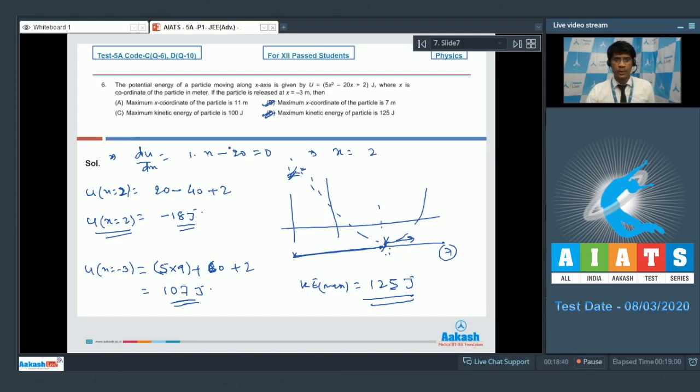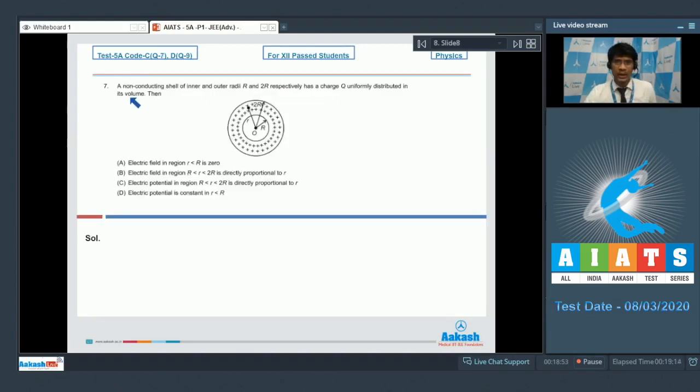Now let's proceed to question number 7. A non-conducting shell of inner and outer radii R and 2R respectively has a charge Q uniformly distributed in its volume. What we know from the standard result is that if there were a uniform volumetric charge distribution, then the field would be directly proportional to r. But here we have a cavity inside the region. So definitely at any particular point the effect of this part has to be subtracted, and so we shall not get the field directly proportional to r.